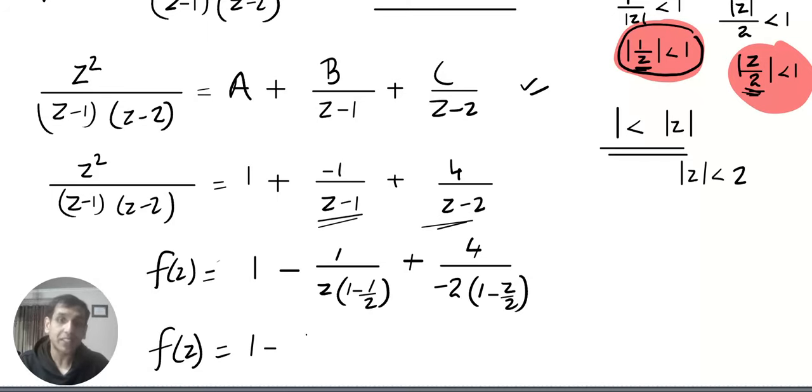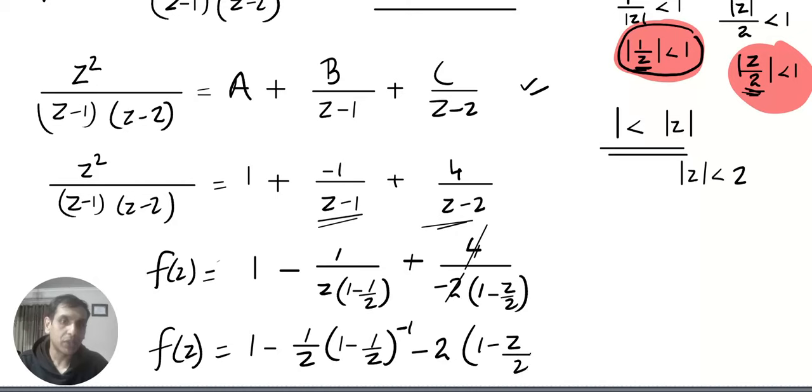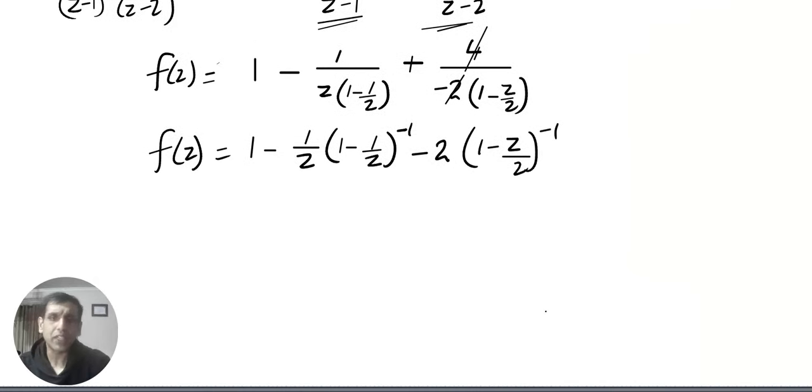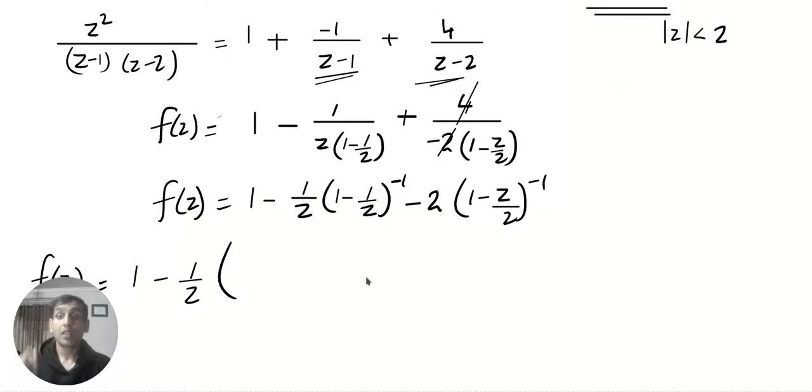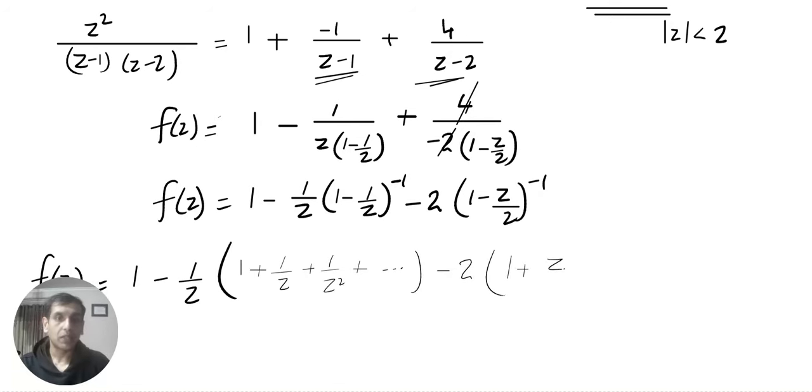This is a critical step. 1 by z, 1 minus 1 by z the whole power minus 1. And this will be minus 2 because this will get cancelled. 1 minus z by 2 the whole power minus 1. Now we are ready for expansion. Okay, now we'll just expand. It will be 1 plus 1 by z plus 1 by z square plus etc. minus 2 into 1 plus z by 2 plus z square by 4 plus etc.